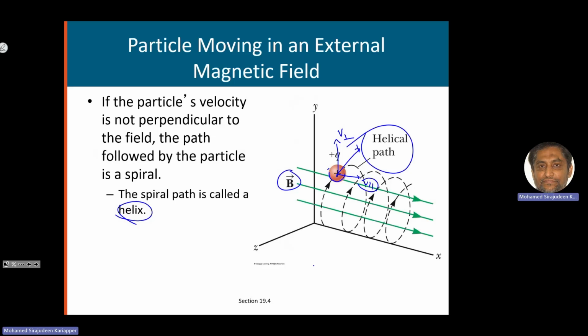Okay, so now let me summarize what we said. If a charged particle has a velocity perpendicular to the magnetic field, it will start describing a circle. But if it also has a component parallel to the magnetic field, then it has to do both. So in addition to the circle, it should also move along the magnetic field. So it will end up making a spiral or helical path.